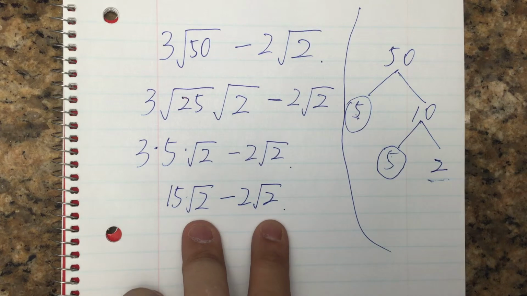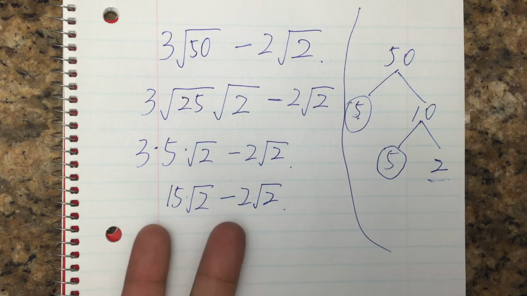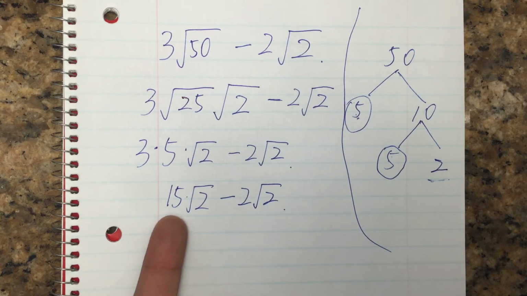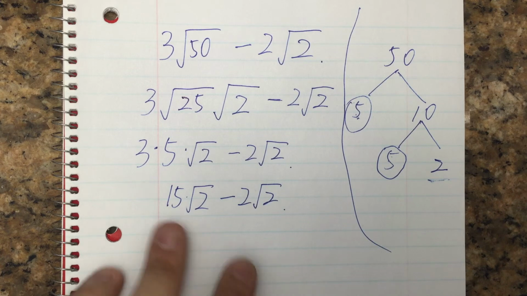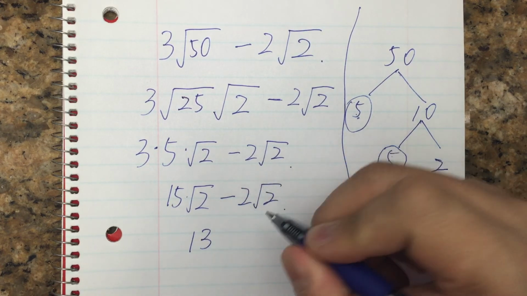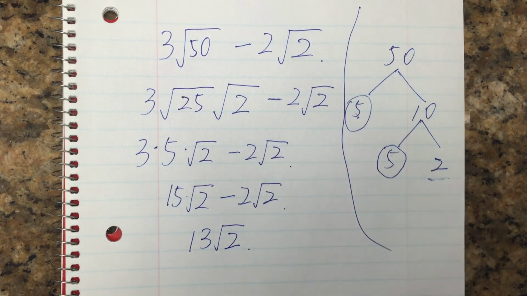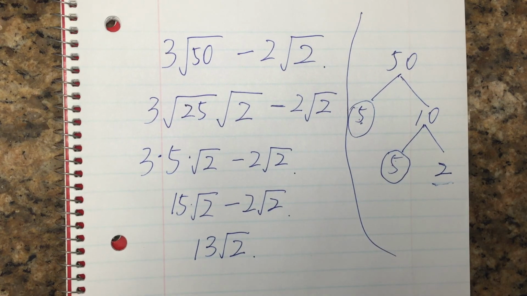And the square root 2 terms are the same, as we see, which means they are like terms. The coefficients in front are 15 and negative 2. We are able to combine the like terms by just combining the coefficients. 15 minus 2 gives me 13. And bring down the term. So 13 radical 2 is my final answer.